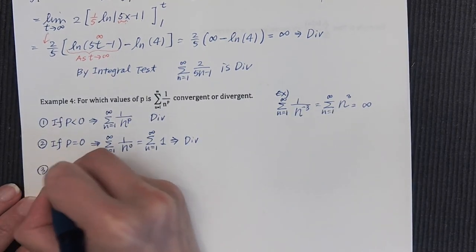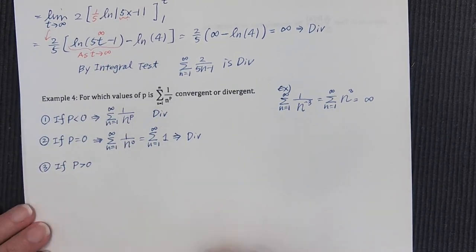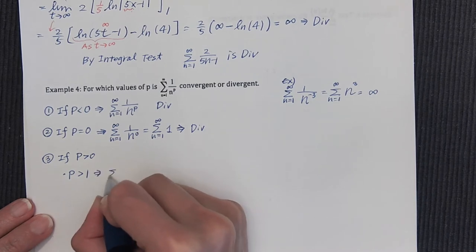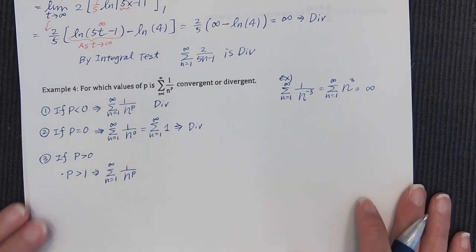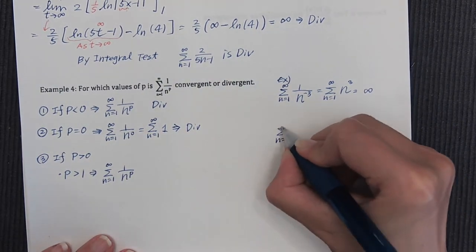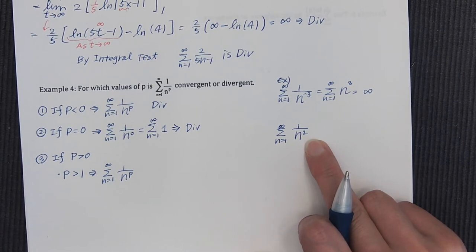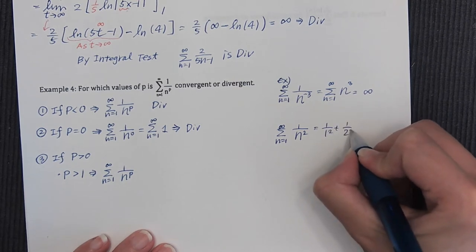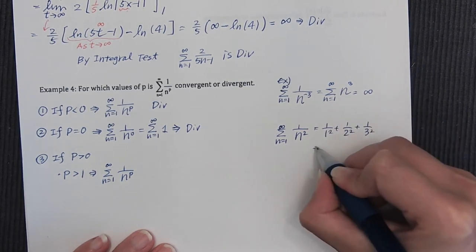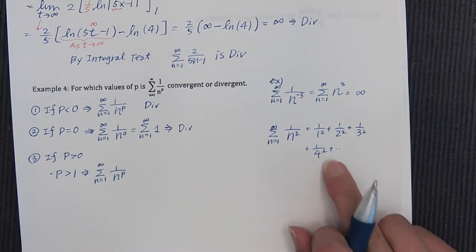Then number 3, if P equals a positive number, think about it. Especially, P is bigger than 1. Summation n equals 1 to infinity, 1 over n to the P. Did you remember that? Like this guy, n equal 1 to infinity, 1 over n power 2. Like something where P is bigger than 1. What do you think? This is 1 over 1 square, this is 1 over 2 square, this is 1 over 3 square, this is 1 over 4 square. Didn't you see that somewhere?